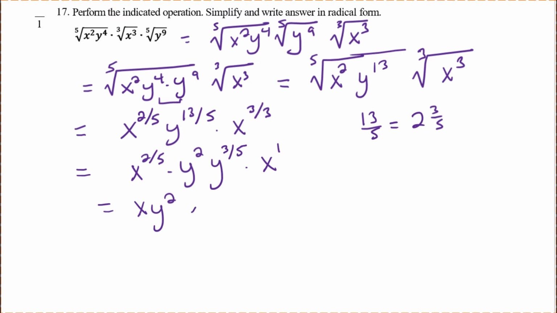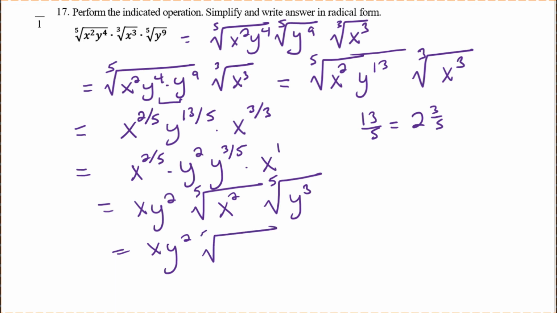All right, so I have power over index, and then the y is power over index. And since they have the same radical, I'm going to group them together under the same radical. All right, and that's my final answer.